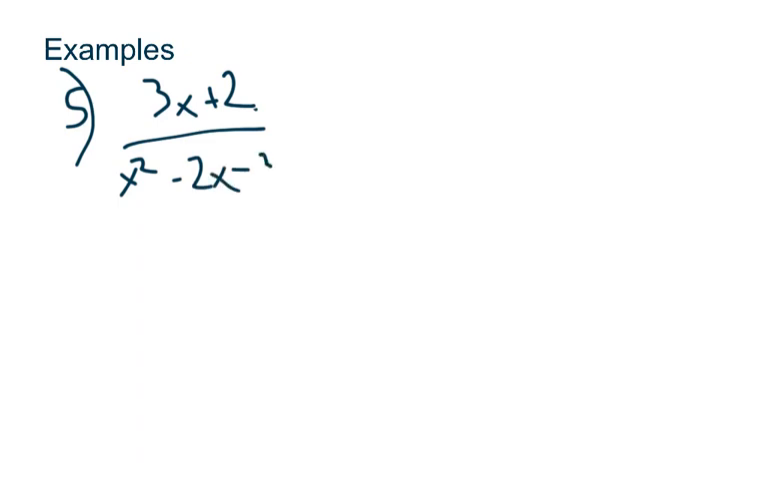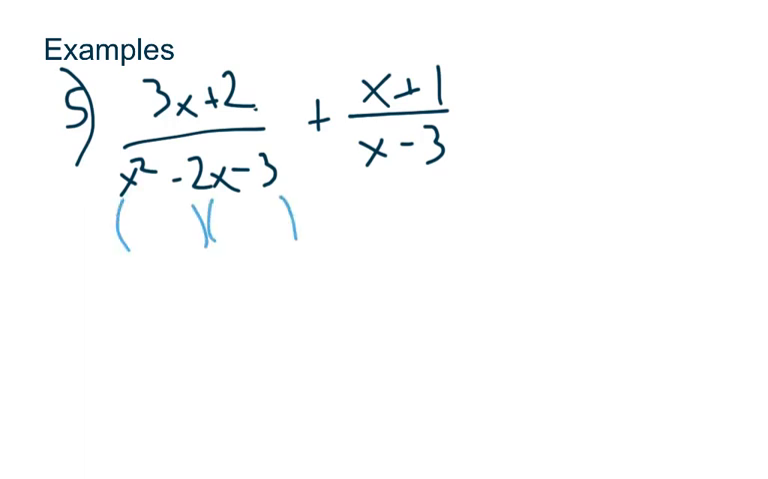Let's do one final example here. All right, so let's say we have 3x plus 2 over x squared minus 2x minus 3 plus x plus 1 over x minus 3. All right, so now here, what we're going to do is factor out this denominator right off the bat to see what's going on. When I do that, I'm going to get x minus 3, x plus 1.